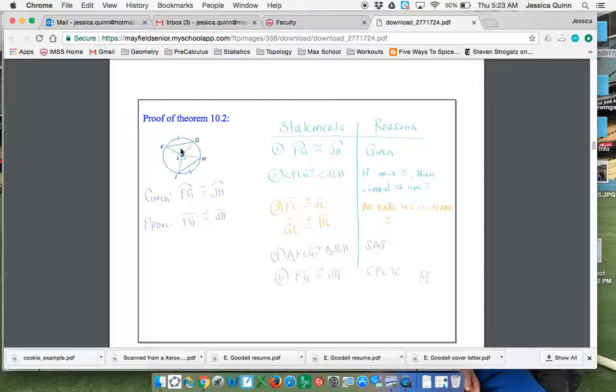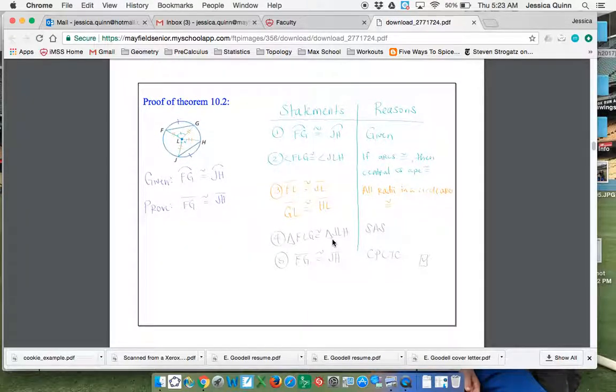And then we could say that this top triangle up here is congruent to the bottom triangle because of side angle side. So triangle FLG is congruent to triangle JLH because of side angle side, and because those triangles are congruent, then we know that the chords are congruent because corresponding parts of congruent triangles are congruent.